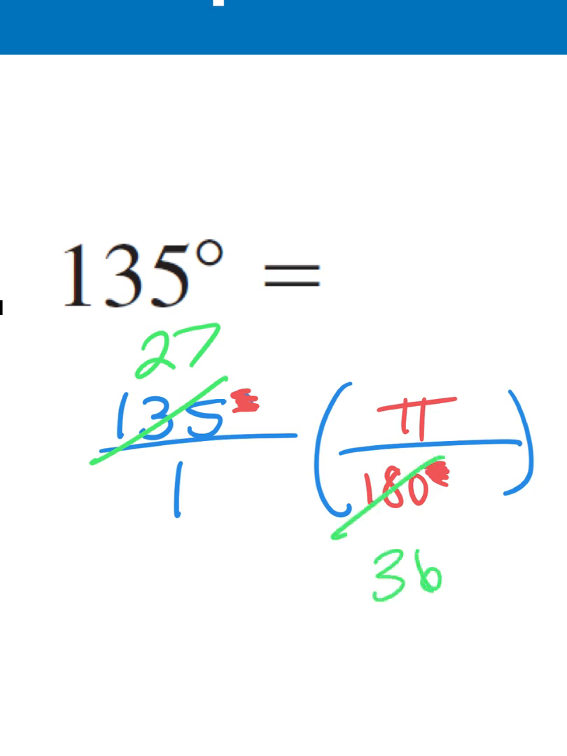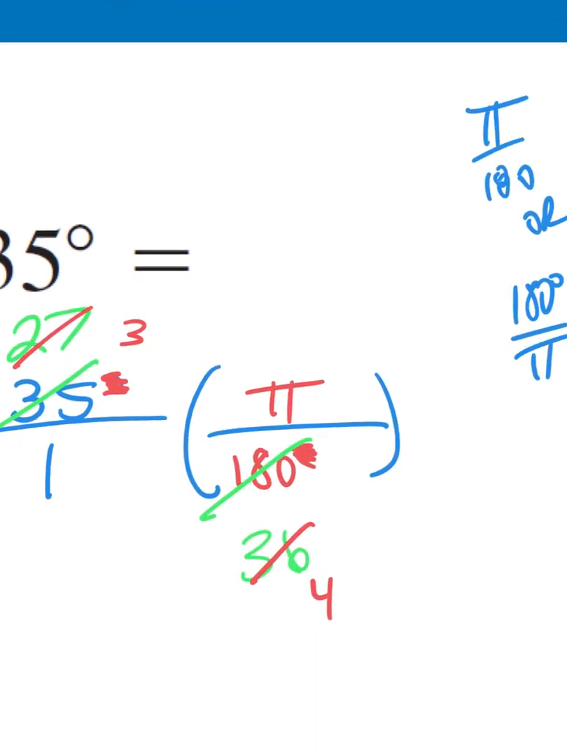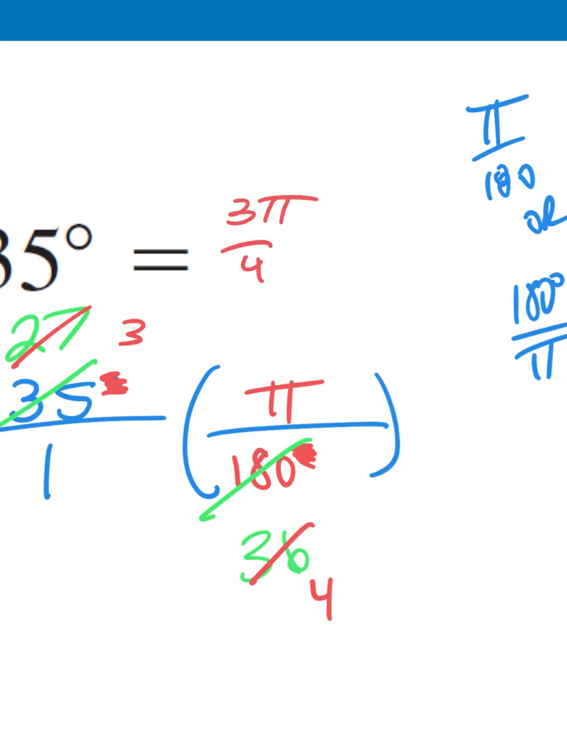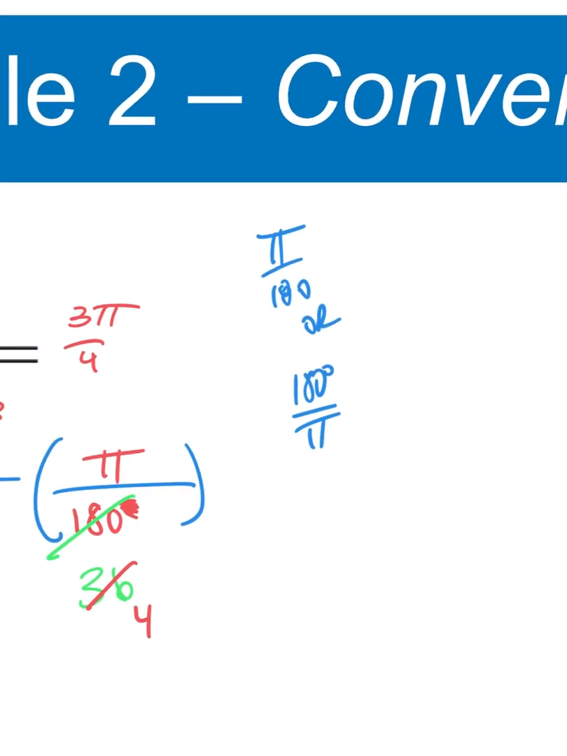36. Can I simplify any more? Yep, 9 goes into both. 27 divided by 9 is 3. 36 divided by 9 is what? 4. So 135 degrees is the same as 3 pi over 4. Does that make sense?